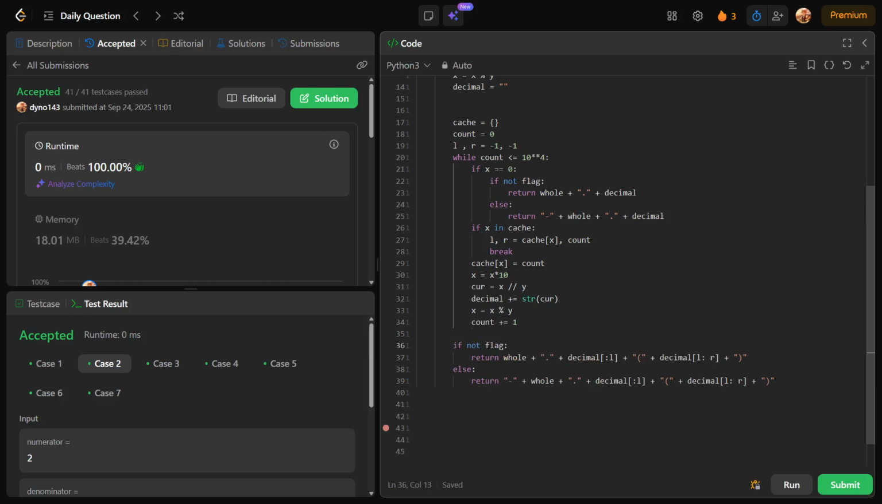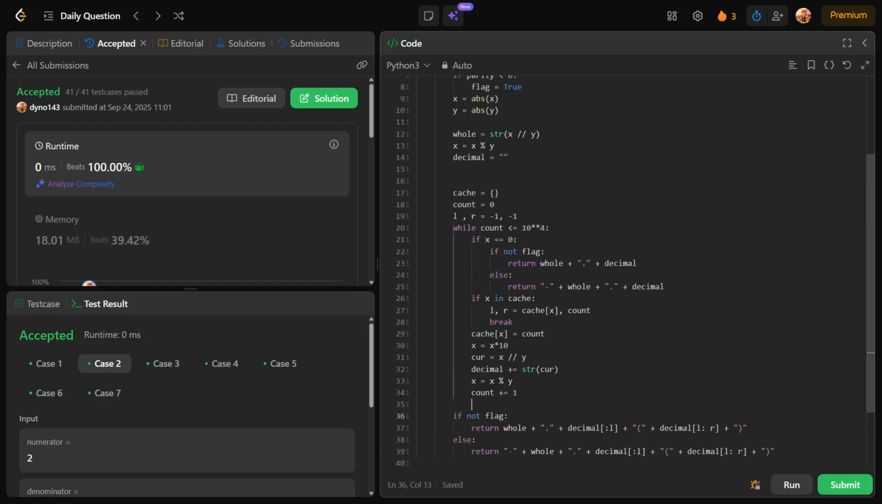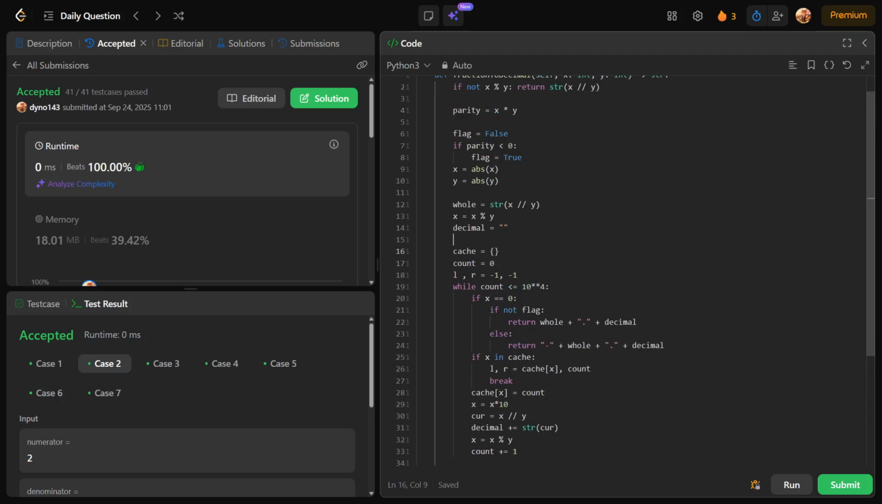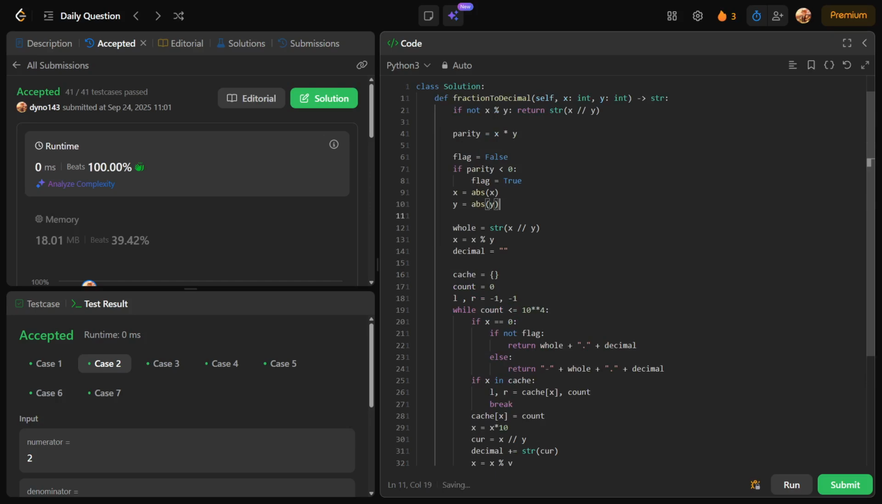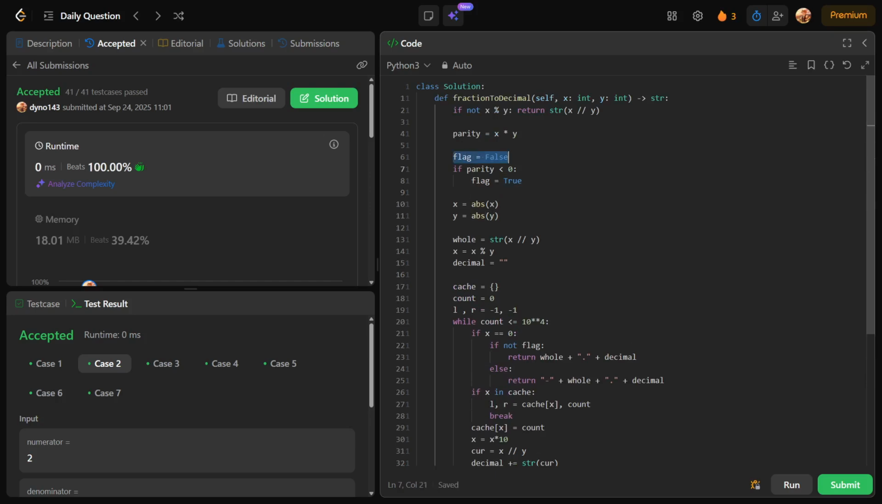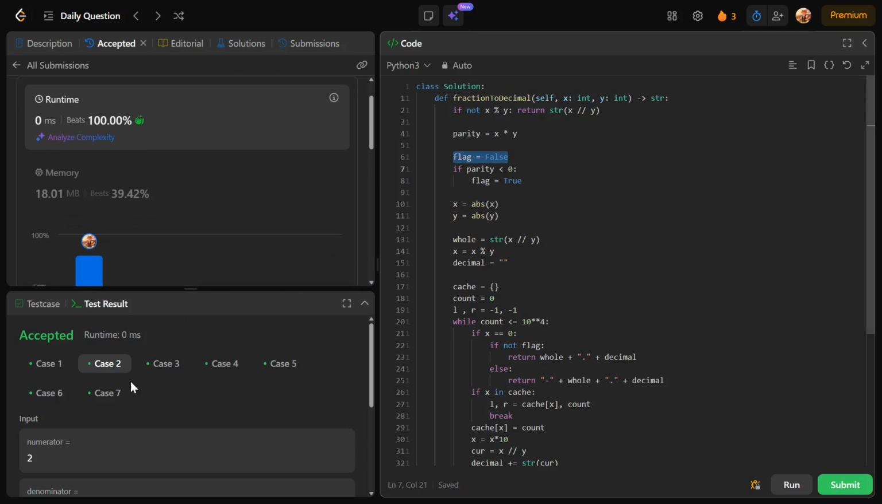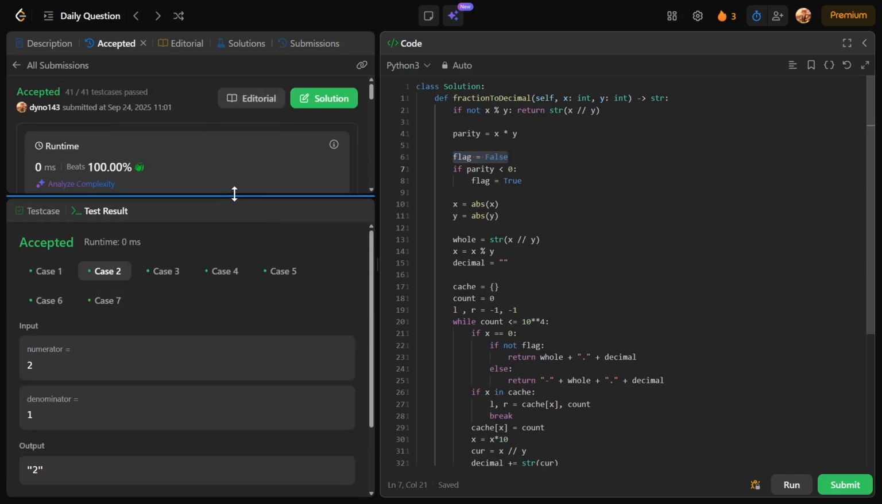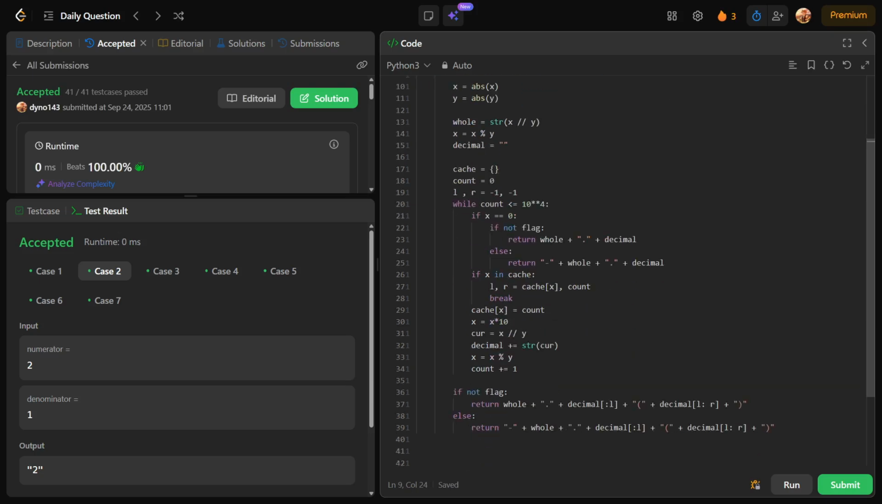It might be a little messy, but this was the solution. And the flag is for checking whether the result is a negative number or a positive number. So if both the numerator and the denominator are negative, or if both of them are positive, that means the result is also positive. So if either of them is negative, this will yield a negative answer. After that, we set flag as true, and we just add a negative symbol in the beginning if the flag is true. So yeah, that was the solution.